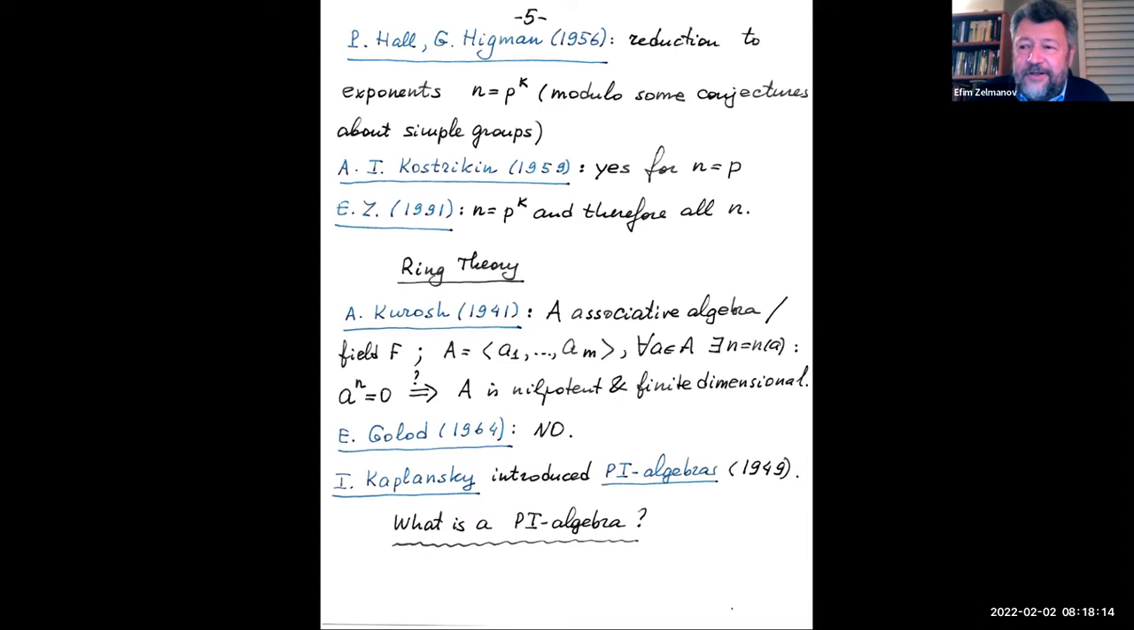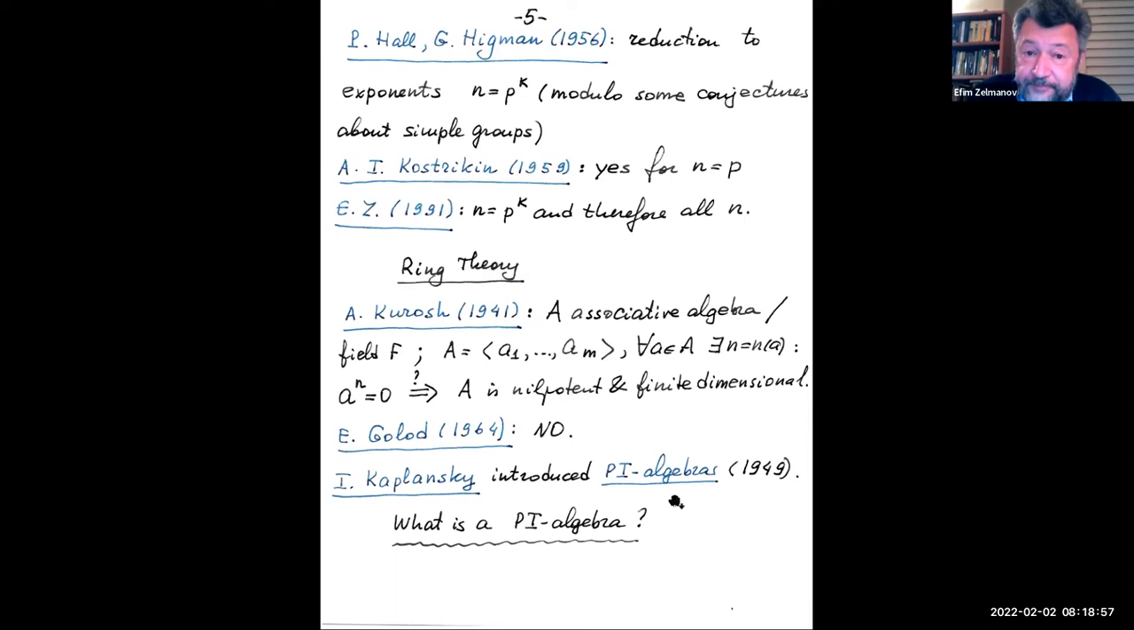But in 1964, the same examples of Golod provided counterexamples to this question. In fact, Golod first constructed counterexamples to the Kurosh problem, and then he used them to construct counterexamples to the general Burnside problem. Now, if you want a big class where this problem has a positive solution, where should we look? Kaplansky introduced PI algebras. So what is a PI algebra?